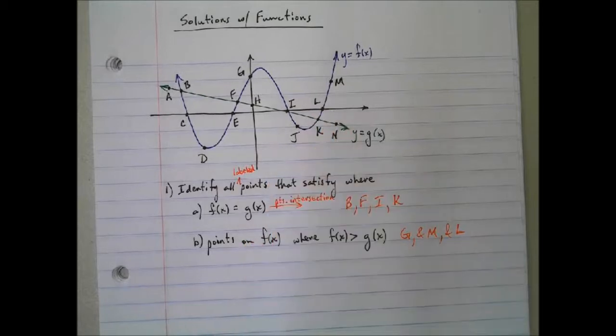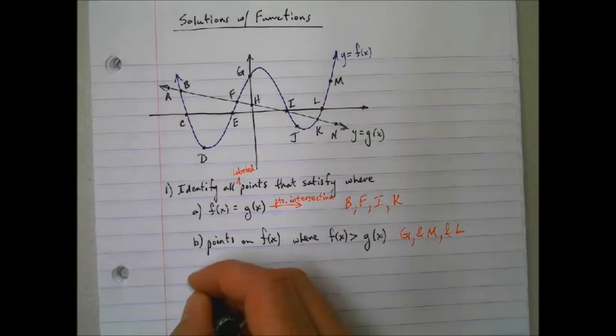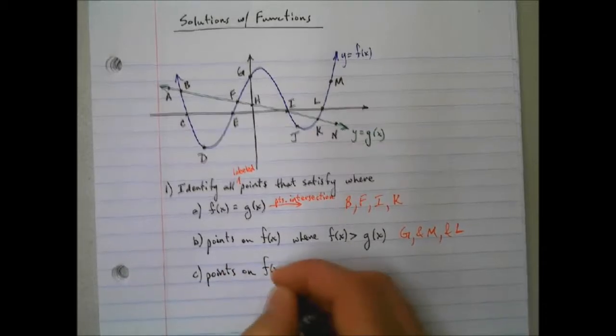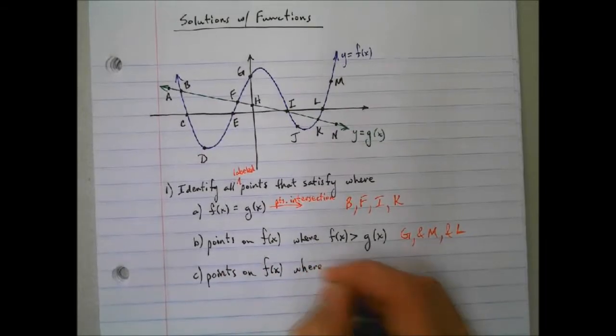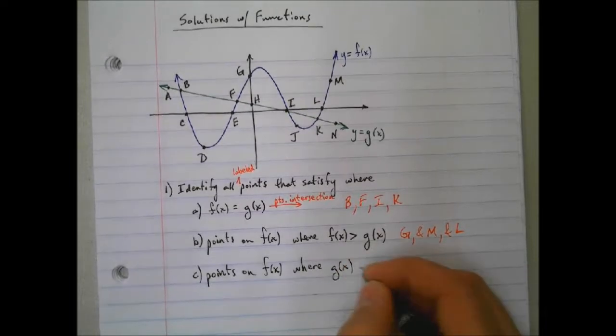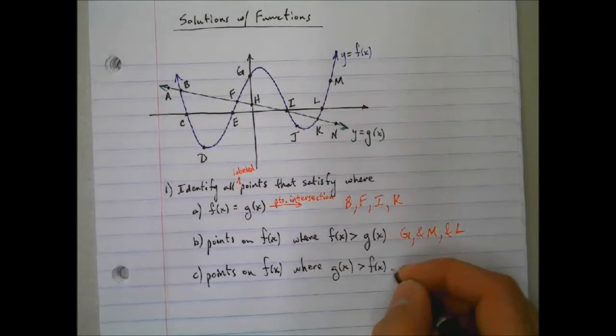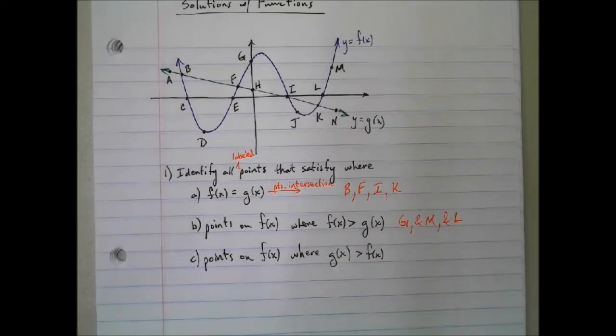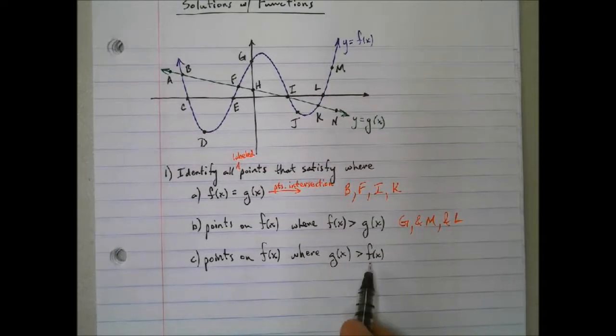Okay, moving on now. Points on f of x where, let's do the other way, g of x is greater than f of x. Okay, again, they have to be points on f where g is above f. Well, first off, where is g above f?